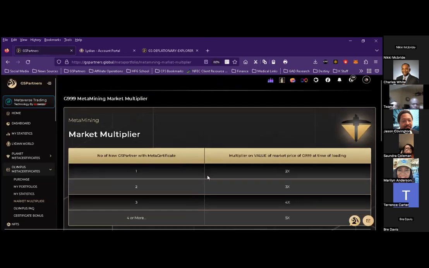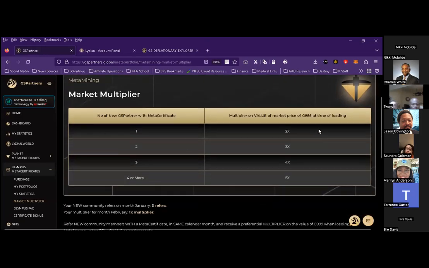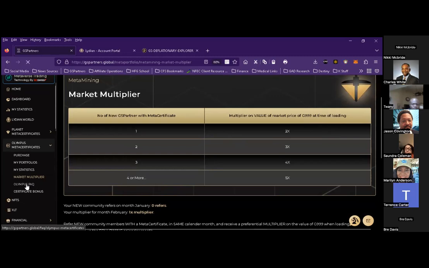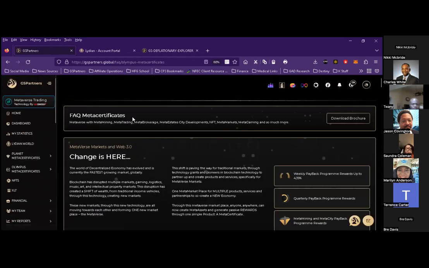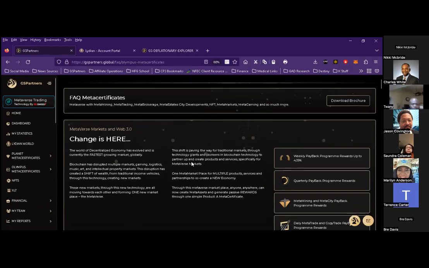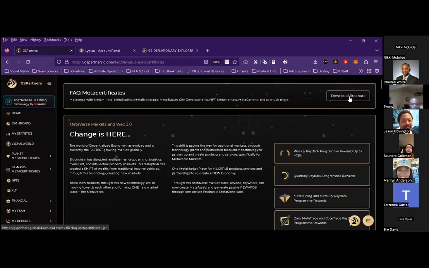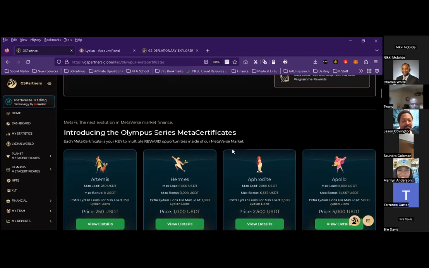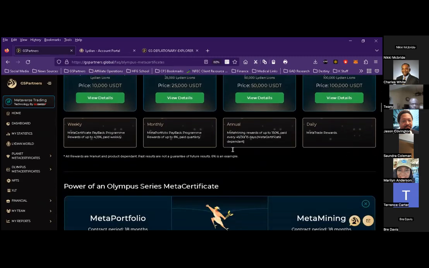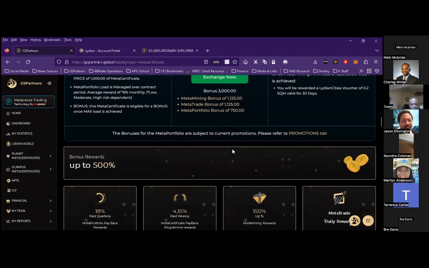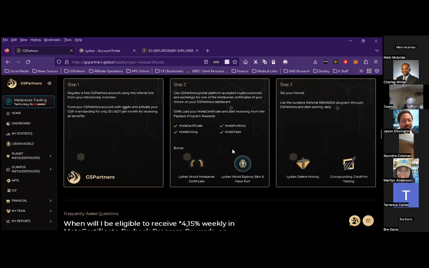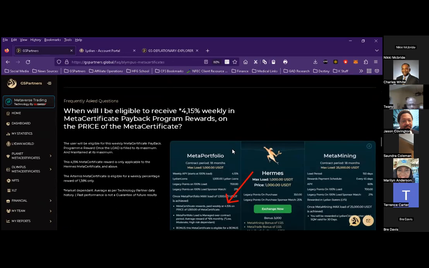The market multiplier is basically how you can increase your value of G999 and loading different things. Take a look at this if you're interested in knowing what it's about. In general, you'll get a lot more mileage out of the FAQs for the Olympus certificates. They've changed them. You even have a brochure you can download so that you can print it out and read it. Get all the information you need about your metaverse certificates. It's a fairly good one. Lots of graphics, lots of big numbers. It's really good. So if you have any questions about your certificates, go here first.